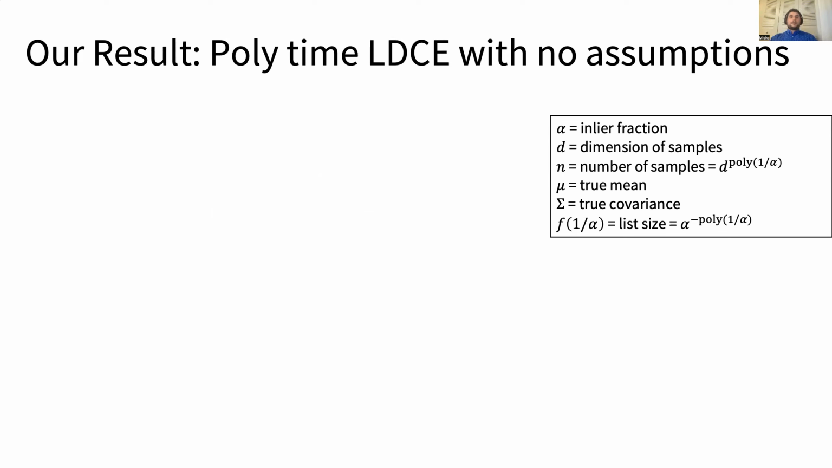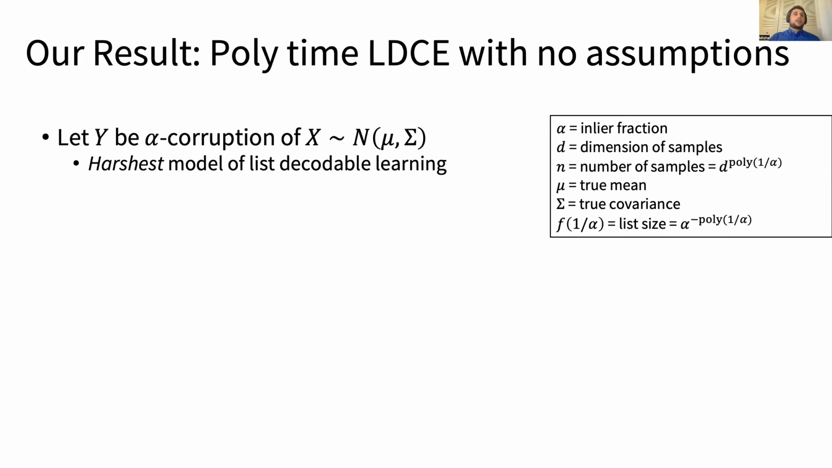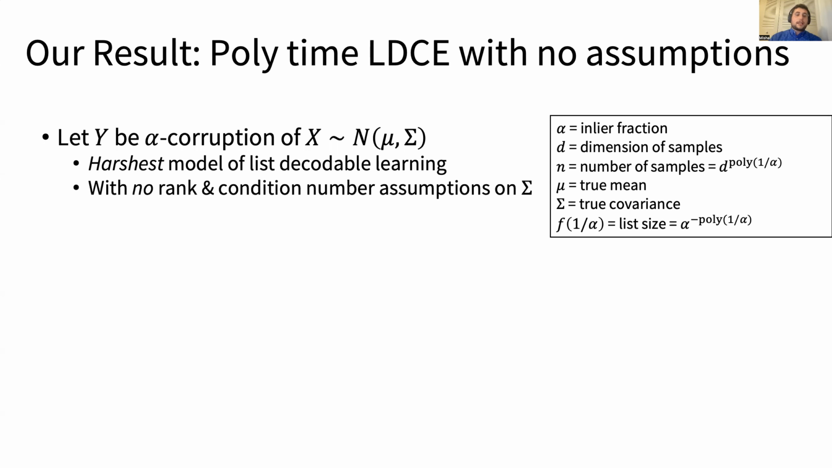So our result in a nutshell is polynomial time list decodable covariance estimation with absolutely no assumptions on the outliers themselves. In particular, let y be an alpha corruption of x. In other words, we only intersect with x in an alpha fraction of coordinates. This is the harshest model of list decodable learning, as we discussed, where the adversary can both delete and add samples. And this has no rank or condition number assumptions on sigma, which were present in some of the earlier works.